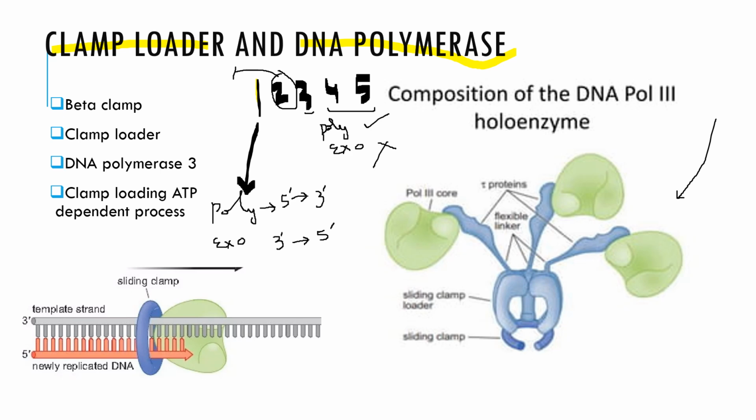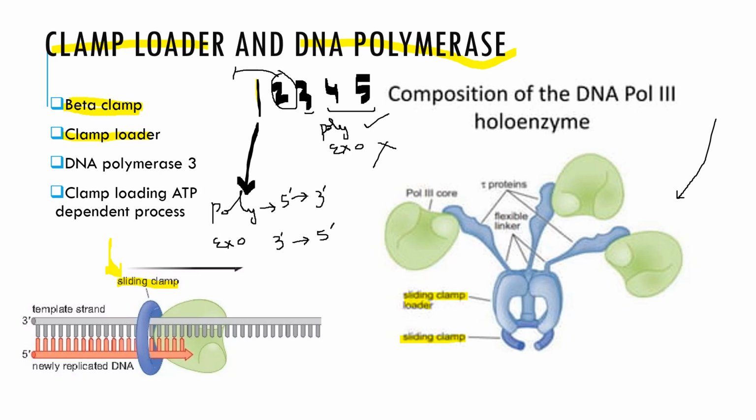So when we talk about the clamp loader and beta clamp, in prokaryotes a clamp is present. This is the sliding clamp. The sliding clamp is called the beta clamp in prokaryotes, and in eukaryotes it is called something else. I will tell you the name when we talk about the prokaryotic DNA replication. Now the next thing required is the clamp loader. As you can see in this diagram, the sliding clamp is present and the clamp loader is present.